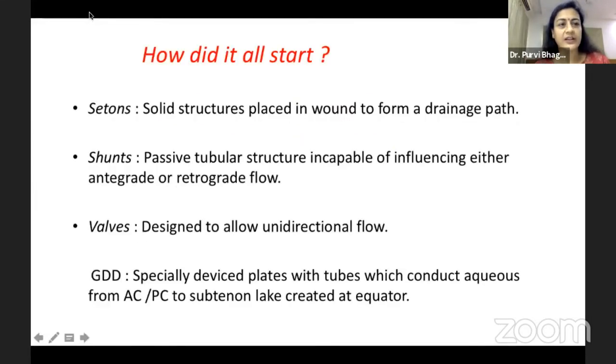So how did the GDD first of all start? Initially, to create a new pathway for drainage, the setons were developed, which were solid structures placed in the wound to form a drainage path. These then gradually got designed into shunts and valves, which were tubular structures. The shunts provided a flow in either direction, whereas the valves allowed unidirectional flow. So from this, the concept of the GDD came, which were specially designed plates having connector tubes, which connect the aqueous either from the anterior chamber or the posterior chamber to a subtenon's lake, which we create at the equator.